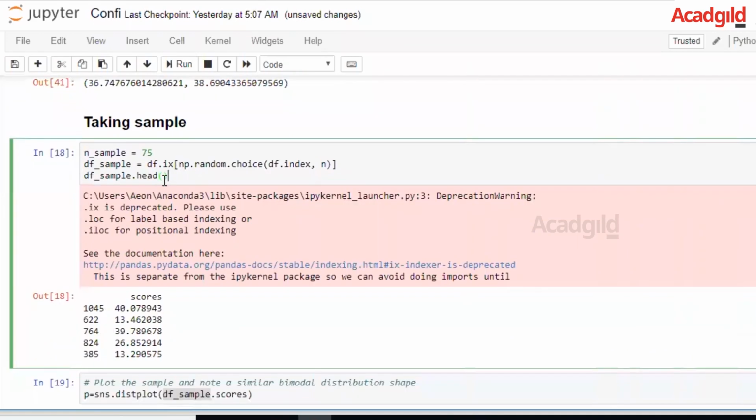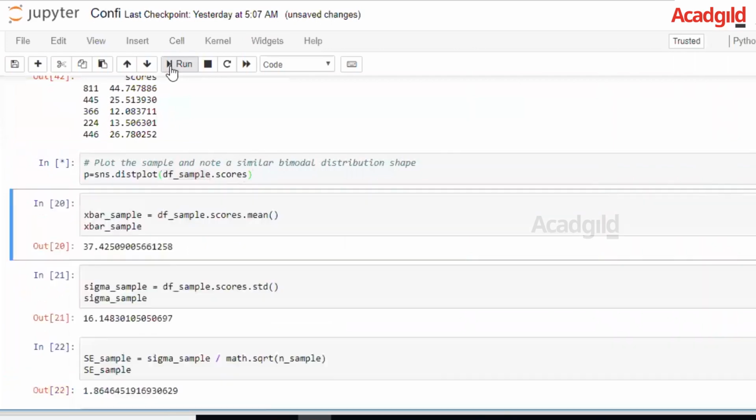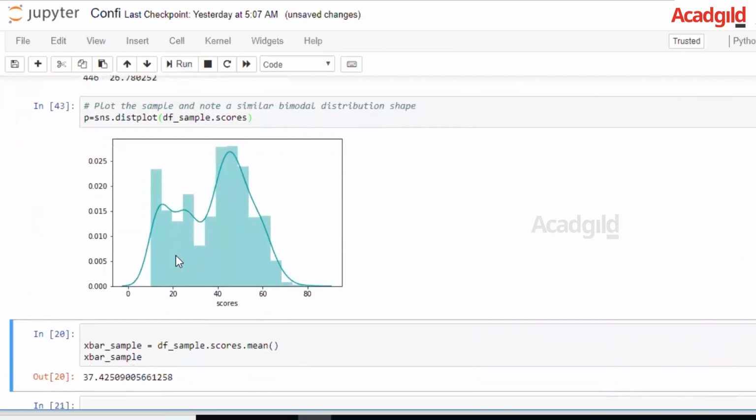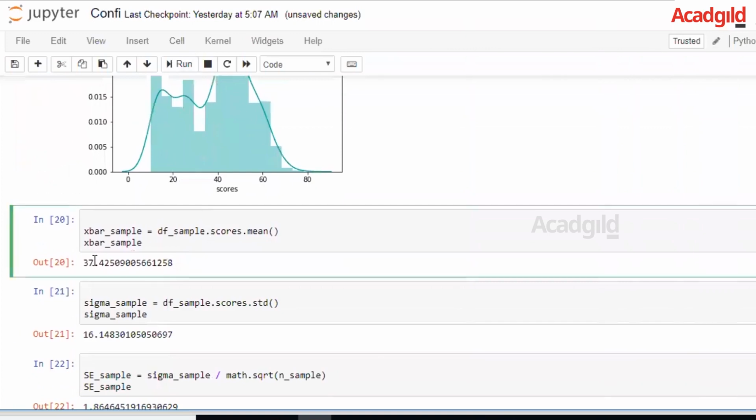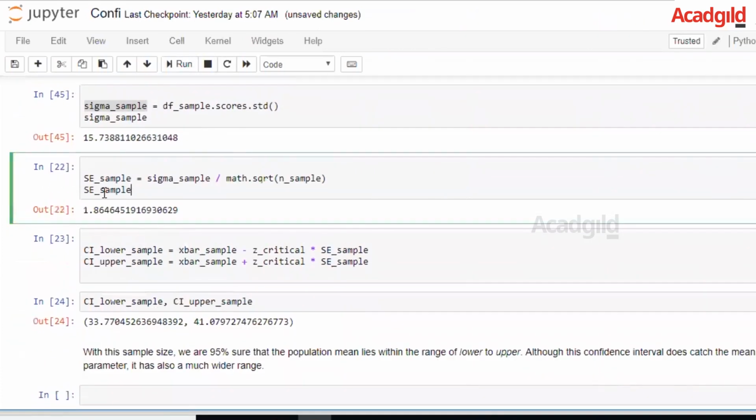So I'll be taking a sample over here, and the sample size will be 75. If you remember from the first video, we will take the random choice and randomly sample 75 values from our data set, and we will save this as df_sample. Once we have done that, we will plot it as well, which is a little similar to our population data set. Then we will take the x bar value, that is the mean of the sample, and the standard deviation sigma, and also calculate the standard error for these.